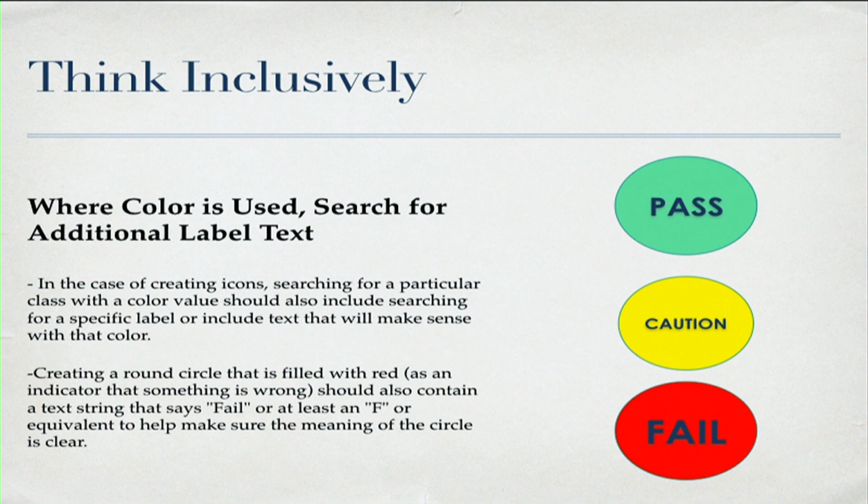So where at all possible, if you're creating a CSS image, for example, to represent color, pop in another tag. Pop in a tag that says, here, I want to be able to include some text for context, for what it actually means.